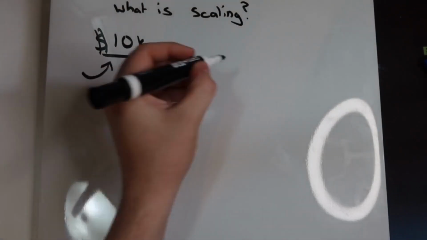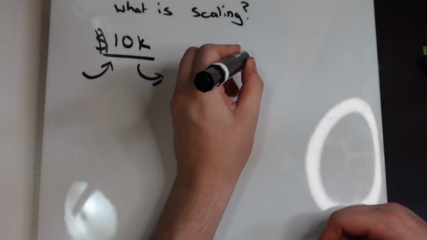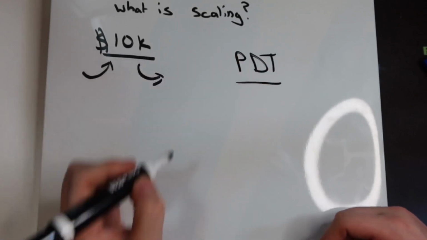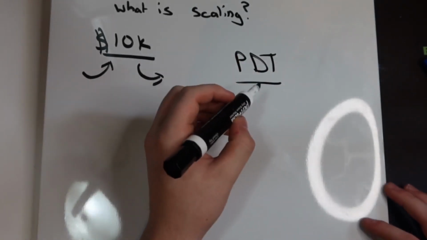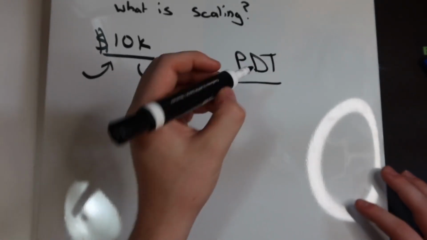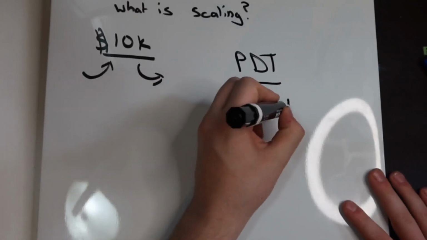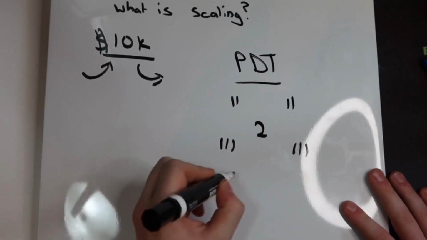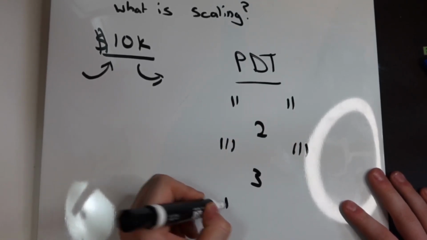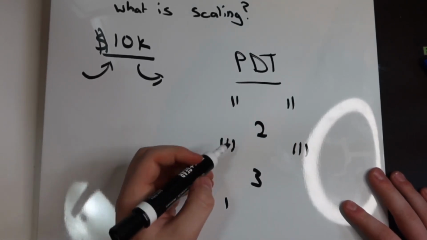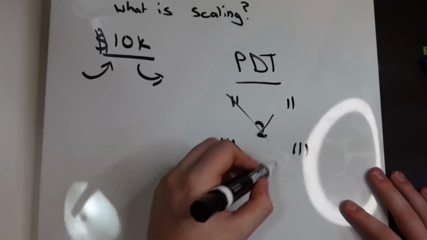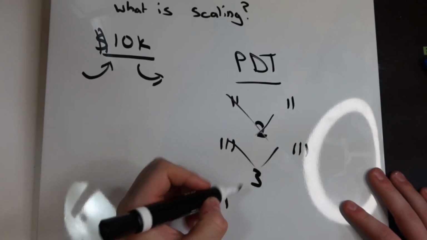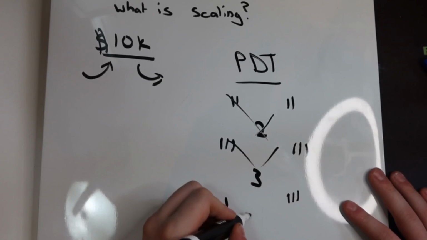And do not say, oh, but Jason, PDT. Back in the day when I first started trading, PDT rules were different. If I bought in twice and sold out twice, that was 2 day trades. If I bought in 3 times, sold out 3 times, that was 3 day trades. In fact, it's still like this. If I bought in once and sold out 3 times, that was 3 trades.